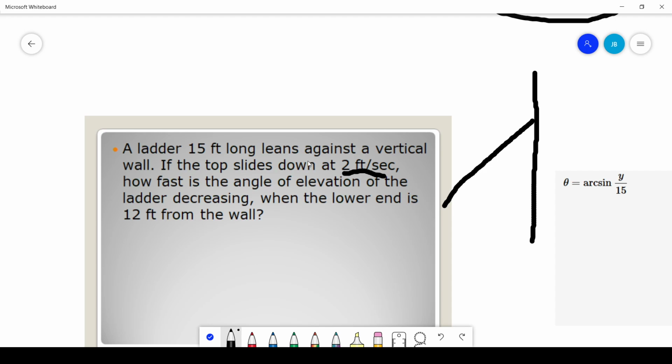Okay, if the top slides down, so kanino siya, kaning ladder na ni mo slide siya pababa. So meaning maana na siya, no? Maslide man siya. So munaog ang ladder, munaog. How fast is the angle of elevation of the ladder decreasing when the lower end is 12 feet from the wall? Okay, so 12 feet from the wall.